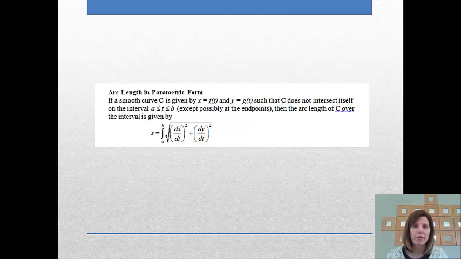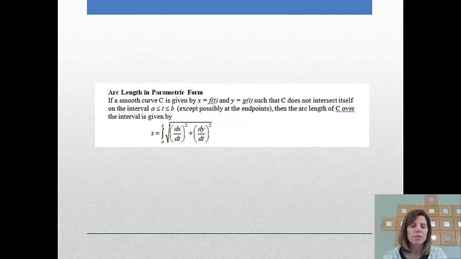We do have a formula that we can use if we have a function represented in parametric form, and you'll notice it says if a smooth curve C is given by x equals f of t and y equals g of t, such that C does not intersect itself on the interval from a to b, except possibly at the endpoints, then the arc length of C over the interval is given by this formula.